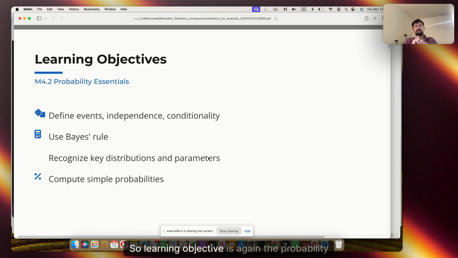So the learning objective is again the probability essentials. First, we'll understand how to define events, compute independence, and get conditional probabilities. Then we'll use Bayes rules to recognize the key distributions and key parameters. And at last, we'll compute simple probabilities using example data. We'll load some examples, give some numbers and try to compute the probabilities so that you learn the basics behind it.